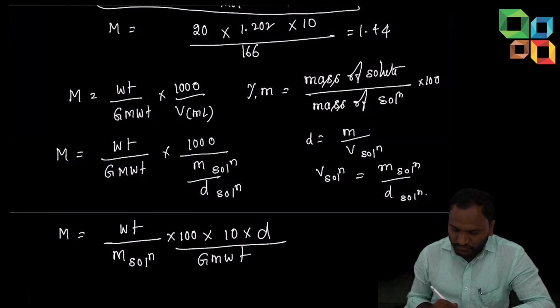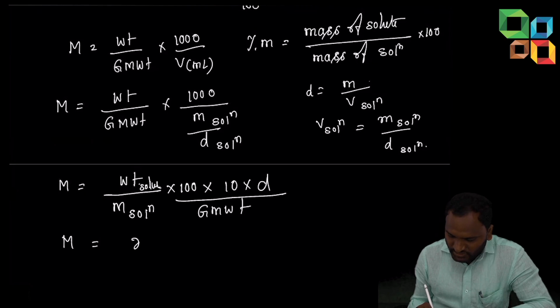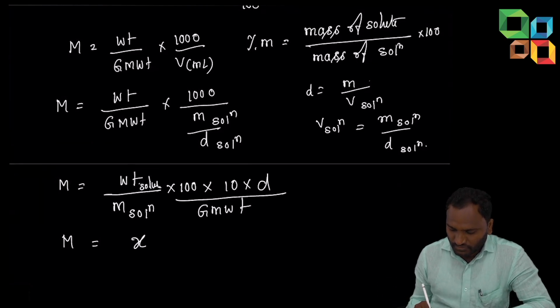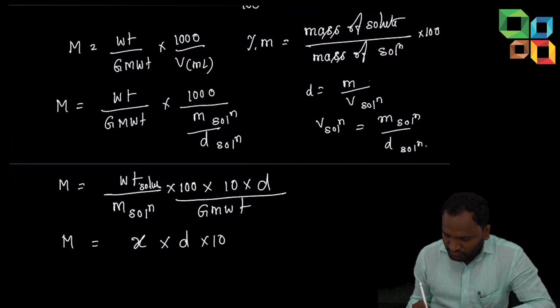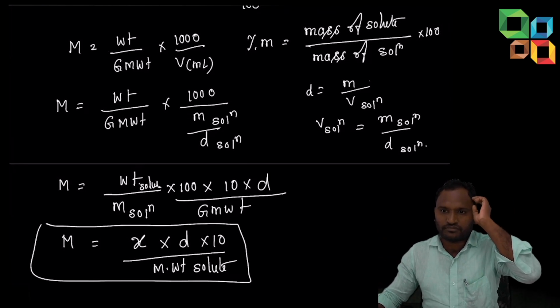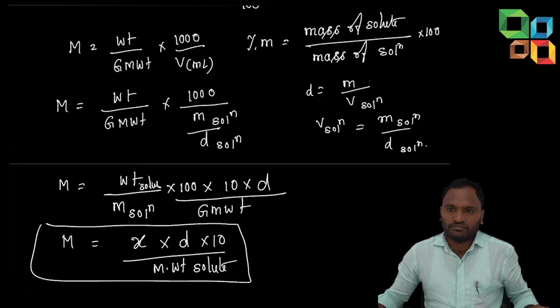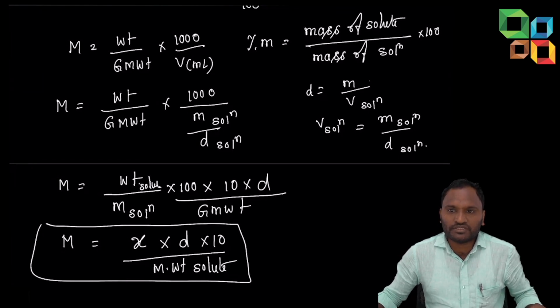Observe carefully, students. Mass of solute by, this is weight of solute, no? Mass or weight of solute by mass of solution, but into 100 is there, no? We can write mass percentage. I am taking X here, into D into 10 by molecular weight of solute. Understood, students? In this way I did. Easy, students? So directly we'll get answer here.